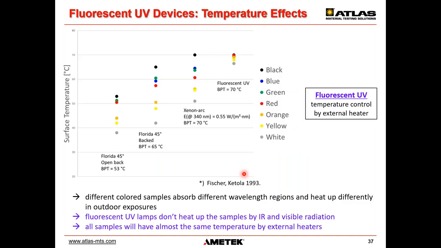And as mentioned before, the UV fluorescent devices have more or less the same temperature for black or red samples. This is typically only a few degrees C difference. So they have different temperature control, but they're more or less on the same surface temperature level, like you see here.